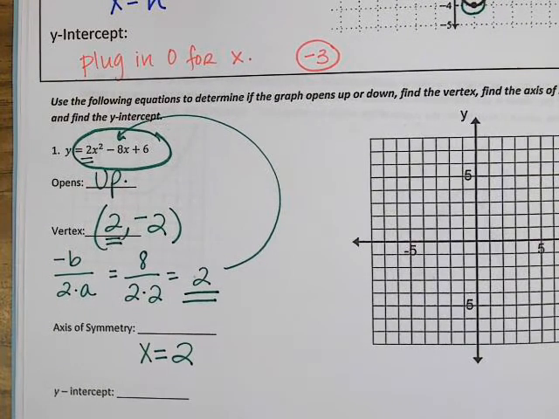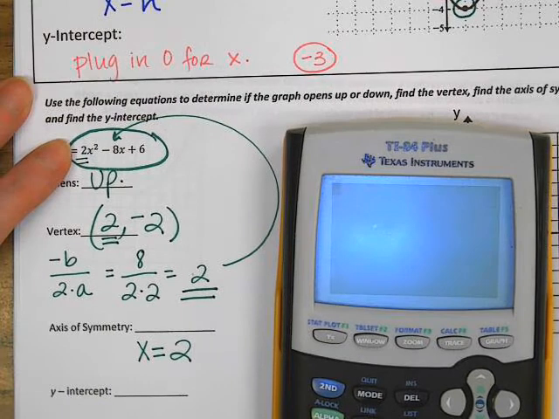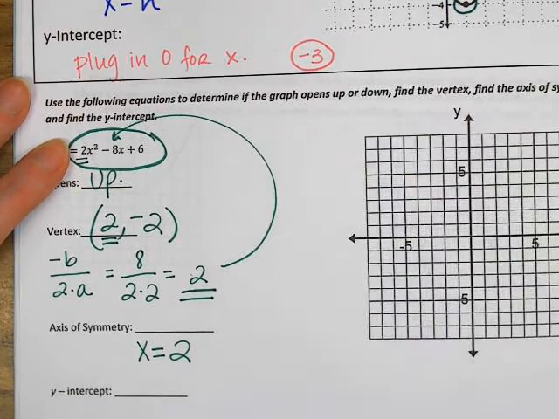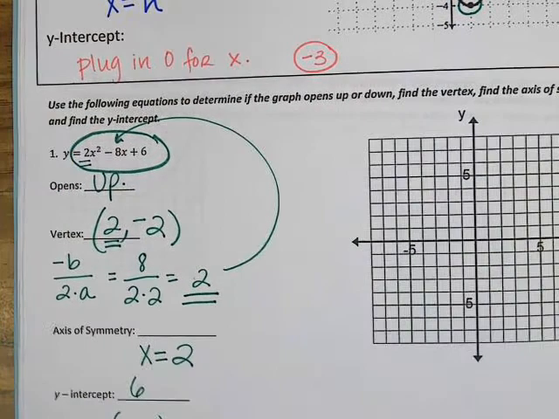And the y-intercept is when you plug in 0 for x. So 2 times 0 squared minus 8 times 0 plus 6. And the y-intercept ends up being 6. As an ordered pair, 0 comma 6.